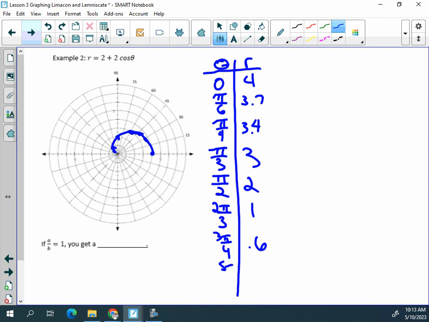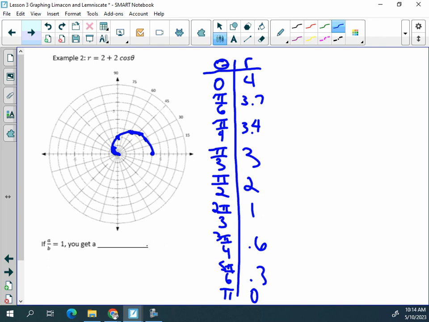Then we've got 5 pi over 6. Cosine of 5 pi over 6 is negative square root of 3 over 2, times 2 is negative square root of 3, plus 2 is about 0.3. So we're just kind of getting closer and closer in here. We're just kind of getting a lot of points there. And then at pi, cosine of pi is negative 1, times 2 is negative 2, plus 2 is 0. So it takes us right here to the middle.